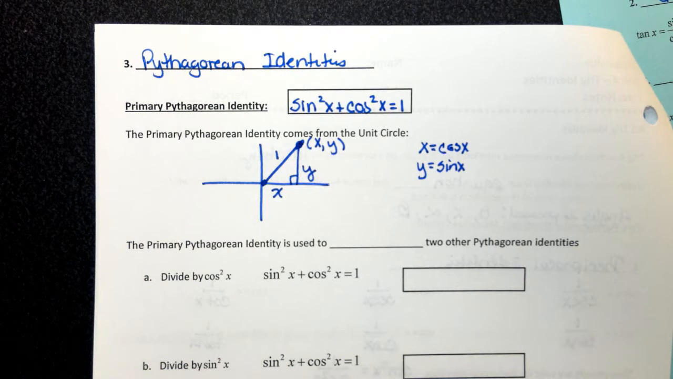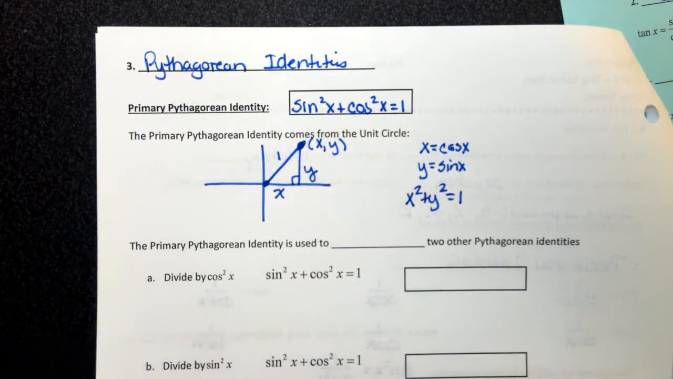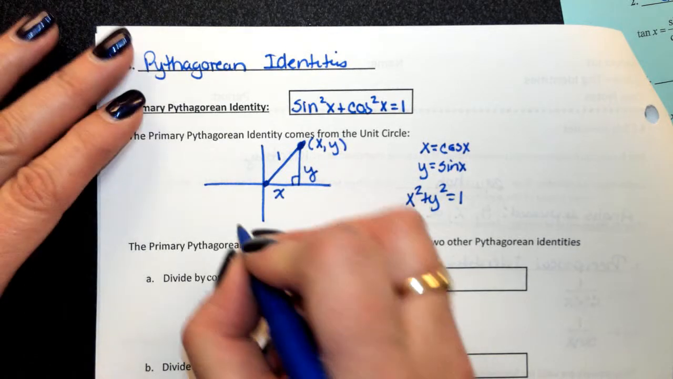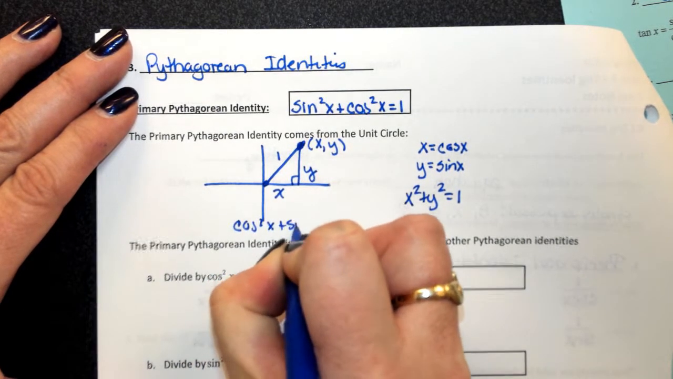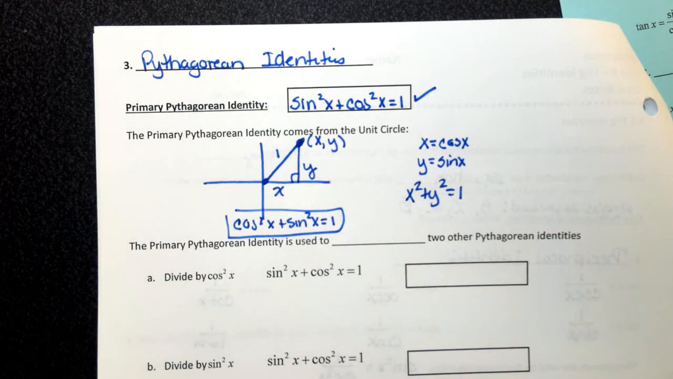So going back to your geometry days, using your Pythagorean theorem, if I had this triangle set up, what is this going to be equal to? X squared plus y squared equals 1. Exactly. So now if I substitute, what did you tell me a few minutes ago that x was equal to? Cosine. And y was equal to what? Sine. Very good. So then I can rewrite this as cosine squared of x plus sine squared of x is equal to 1. And that's where that first Pythagorean identity comes from.